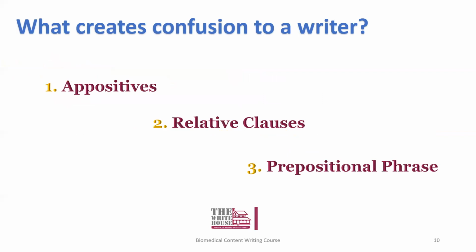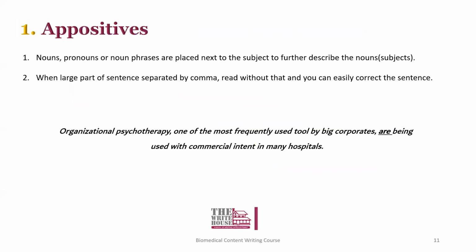What creates the confusion to a writer? There are three kinds of things you will find which disturb or which make the noun distant from the verb. These are appositives, relative clauses, and prepositional phrases. Now we'll see all the three. First, we talk about appositives.